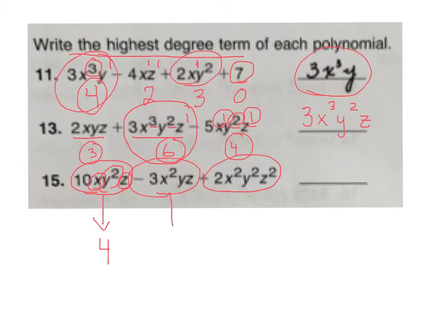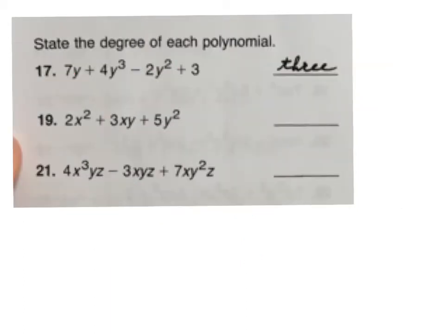Now what's the degree of our second term? 4 also. And what's the degree of our third term? 6. So we're going to write the third term down. It's our highest degree term. 2x squared, y squared, z squared.